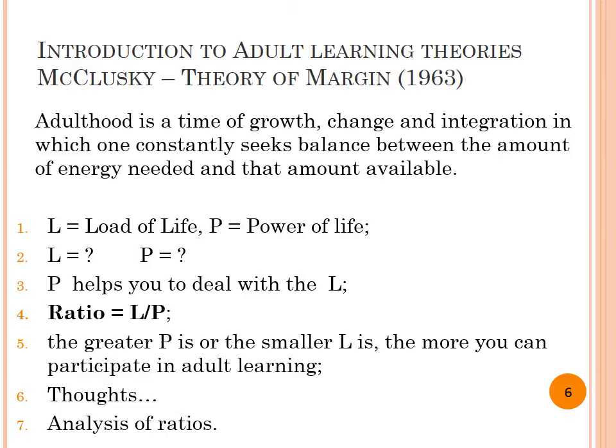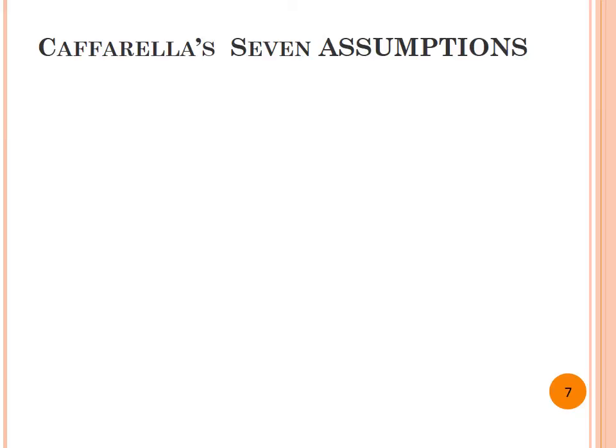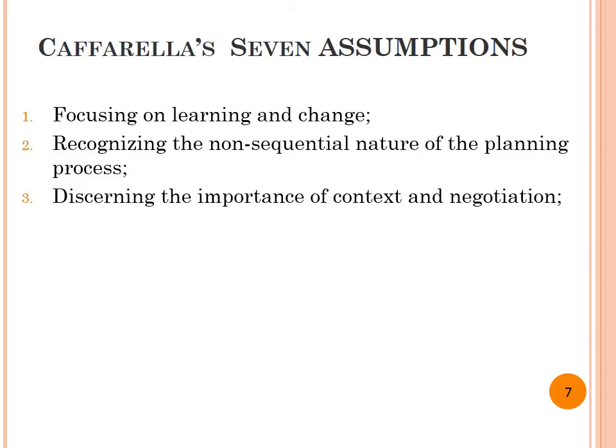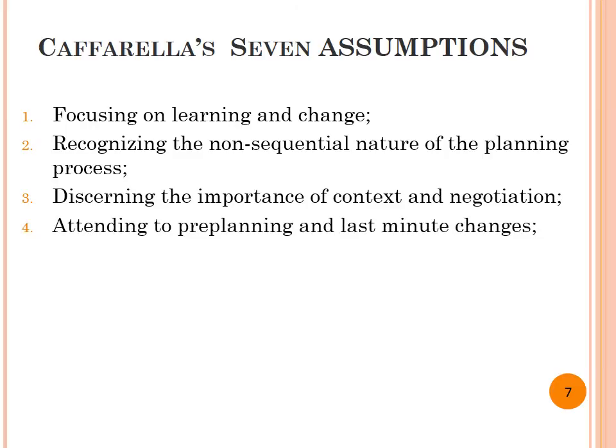So we shared with you andragogy, and now we're taking a look at the theory of margin. Caffarella is one of the authors. In Caffarella's previous work, Caffarella looked at 7 assumptions for program planning, which is kind of group learning. Focus should be on learning and change. Planners should recognize the non-sequential nature of the planning process, and we'll get into more of that as you read chapters 1 through 3. It's really important for planners to understand and discern local context as well as the negotiations and the power within that local context.